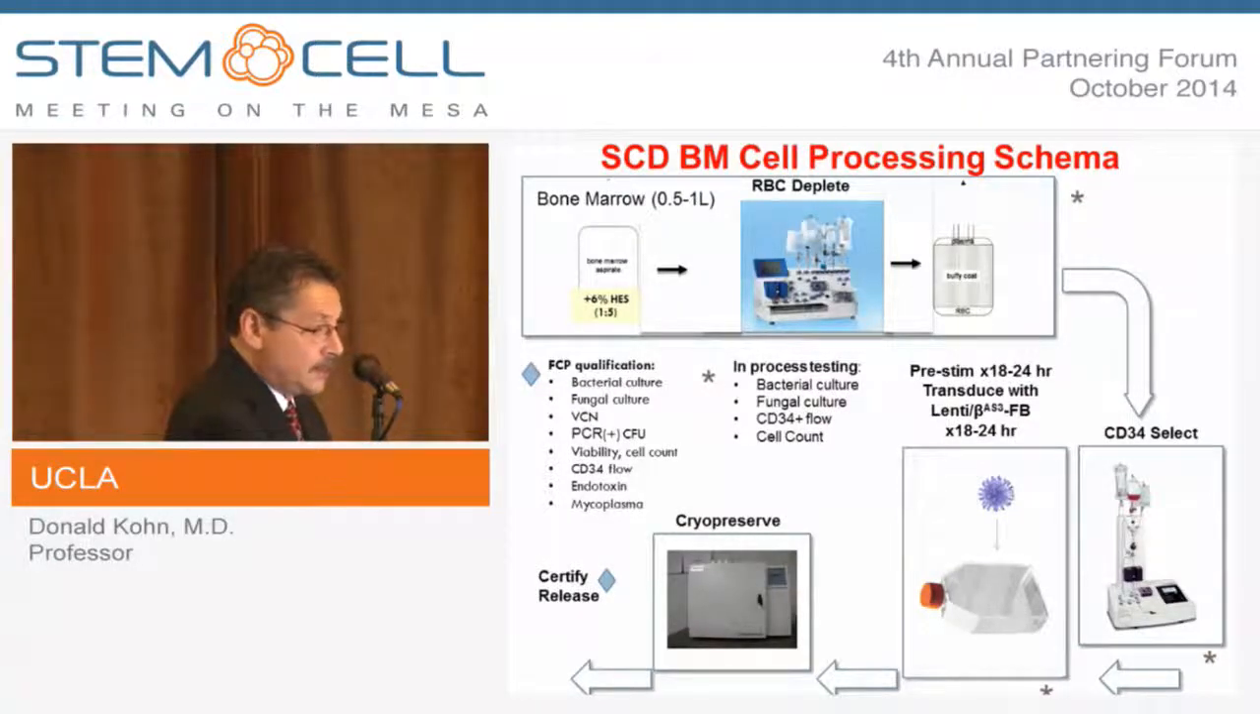The cell processing is sort of diagrammed here. So starting with from a half to a liter of bone marrow, we plan to use the Miltenyi Prodigy for initial red cell depletion, followed by the Miltenyi CliniMACS for CD34 selection. The cells are then cultured overnight with a combination of cytokines to activate them, and then cultured for a second day with the lentiviral vector, with in-process and final testing done, and then the cells are cryopreserved.